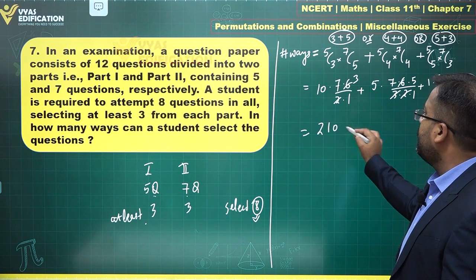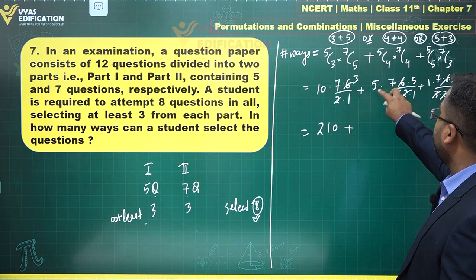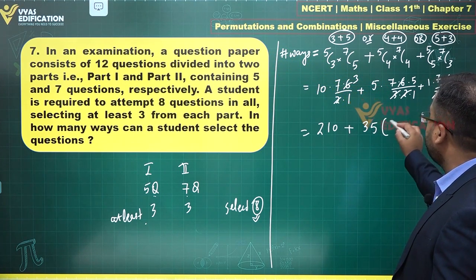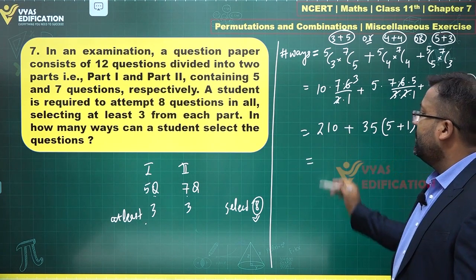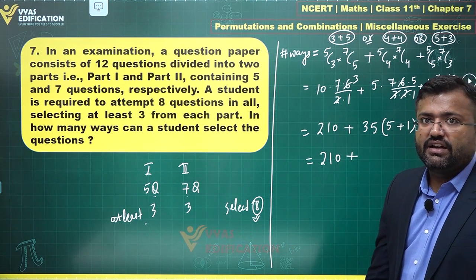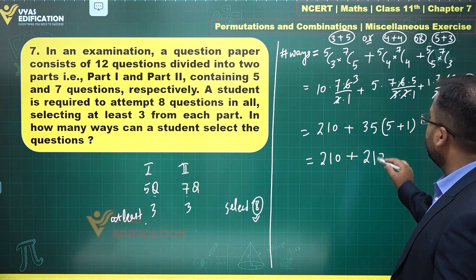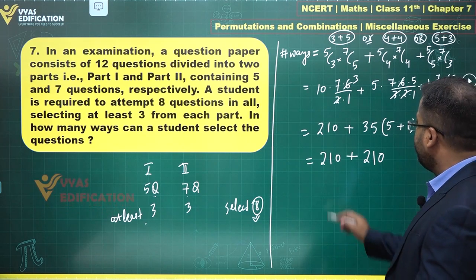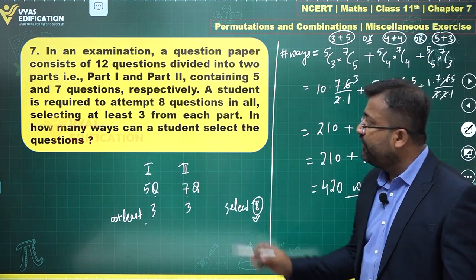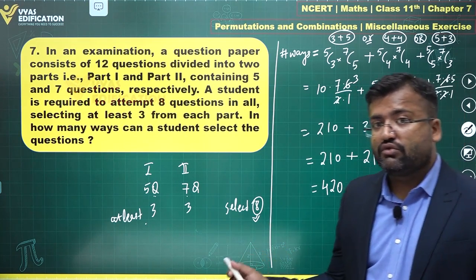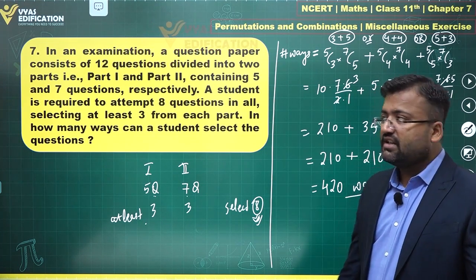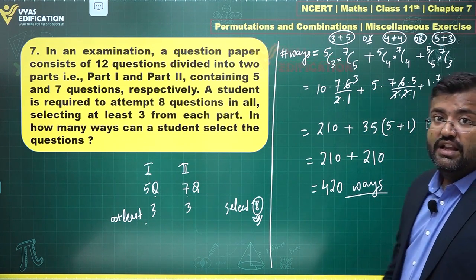This is 210 plus. What is this? 7 times 5 is 35 times 5, and 7 times 5 is 35. You can take out 35 common. You get 5 plus 1 in the bracket, right? This is 210. Plus 35 times 6 is what I'm getting, which is 210 again. This is 420. So there are actually 420 ways of selecting the questions from this question paper, so that you can select 8 questions with the given conditions, right? That's a complete solution for this question over here. Let's move on to the next one.